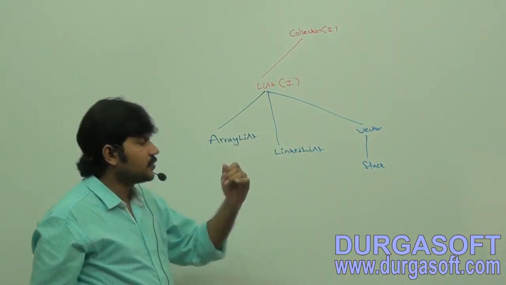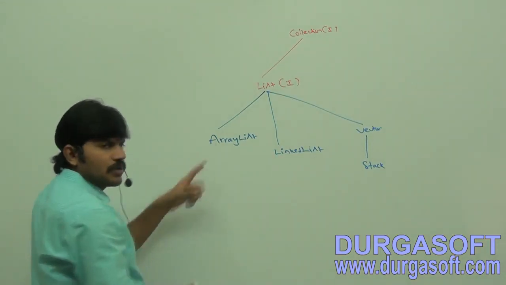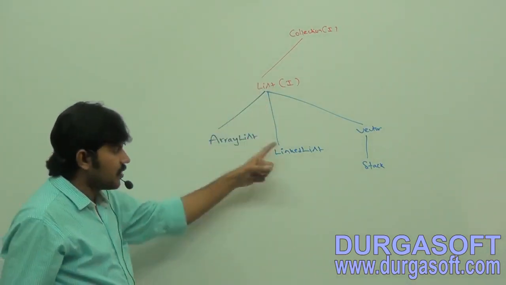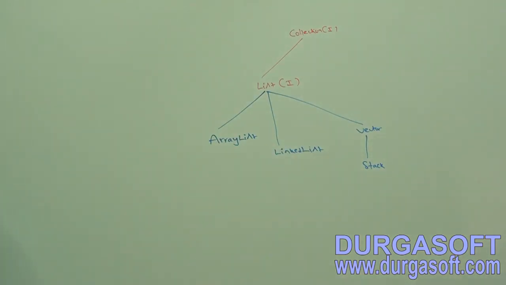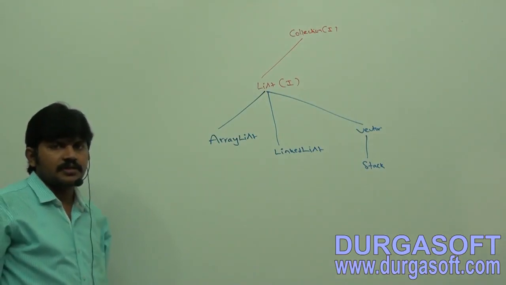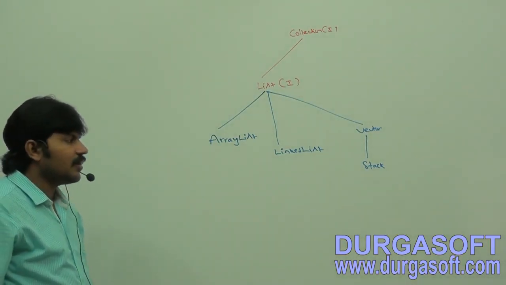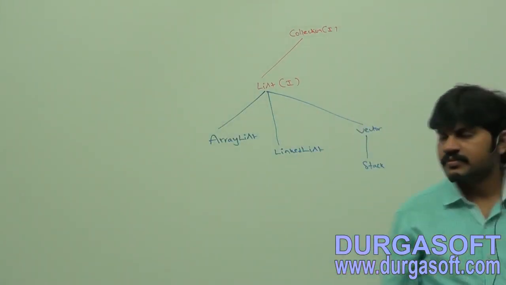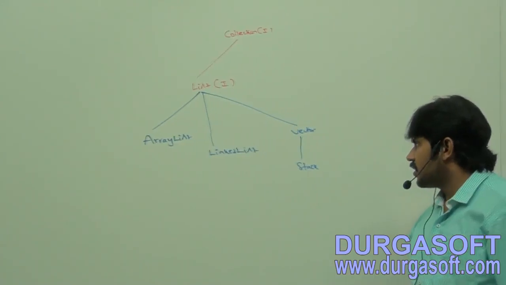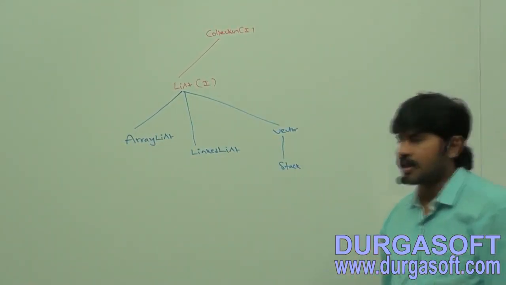Now keep these 4 classes in mind. Do you want to take this diagram, so that we will discuss the modules? Collection, List, ArrayList, LinkedList, Vector, Stack. Vector and Stack.